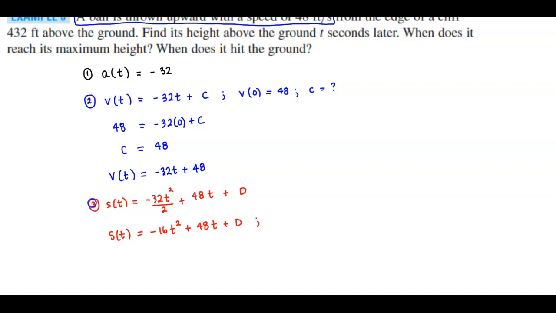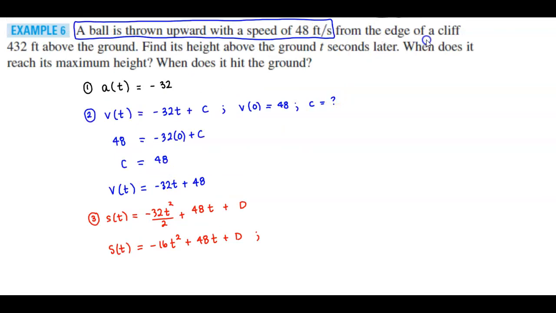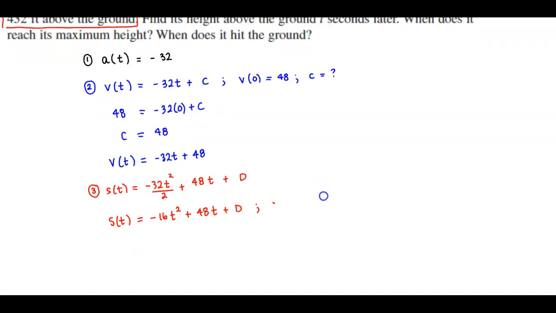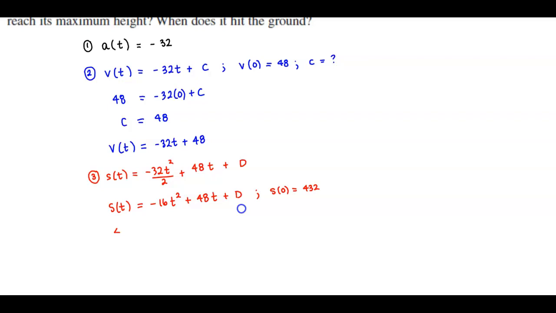Recall that it says it's from the edge of a cliff, which is 432 feet above ground. So the position function when the time is 0 is going to be 432 feet above the ground. Now we can figure out what d is. We know that s of t is going to be 432, and we plug in 0 for the value of t. That gives us 0, and so now we know that d is going to equal 432. Therefore, our position function s of t is going to equal negative 16t squared plus 48t plus 432.